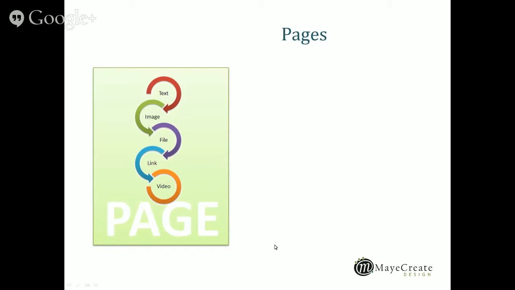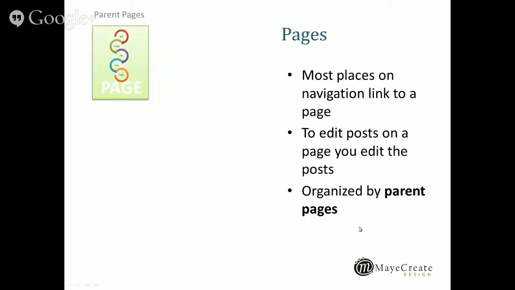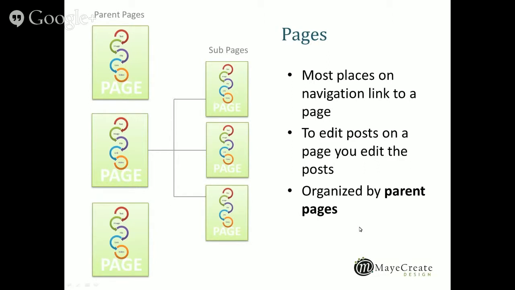So to reiterate, pages, most of the time you can find them on your navigation. There's a link to your pages. If there are posts listed on a page, for example, if you have a home page that lists featured posts on it, you will go to the post to edit that post. You will not go to your home page to edit those posts. And they're organized by parent pages. So the page structure looks something like this. You have these fancy pages, and then there might be a drop-down menu with other pages underneath it.